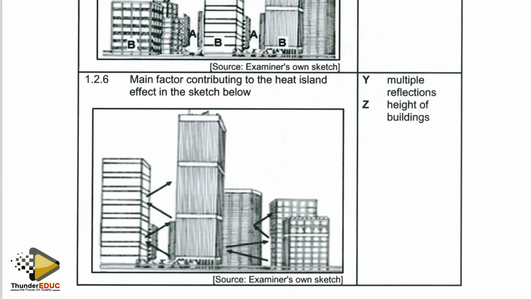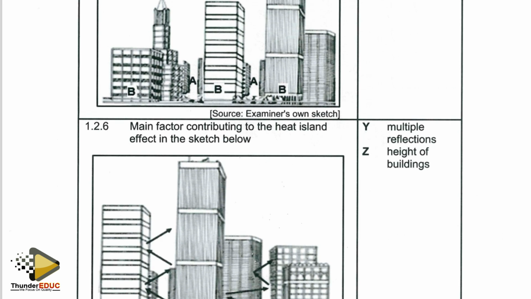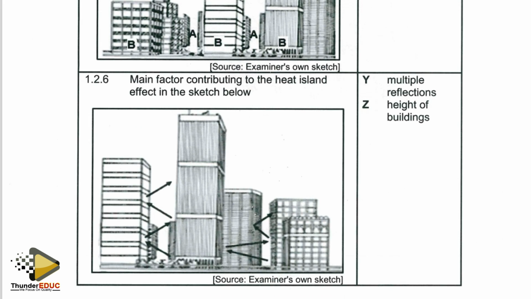And remember, when we're talking of a heat island, we are talking of an urban area with a higher temperature compared to the surrounding rural area. What causes higher temperatures in this urban area in this given sketch? The correct response there is multiple reflections, which is indicated by those arrows that we can actually see. So the correct response there is Y for multiple reflections.